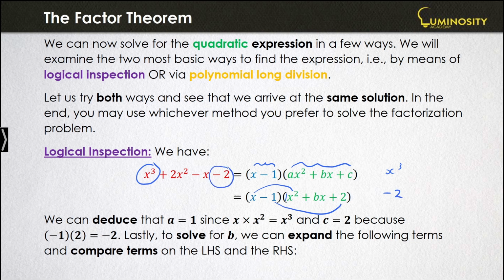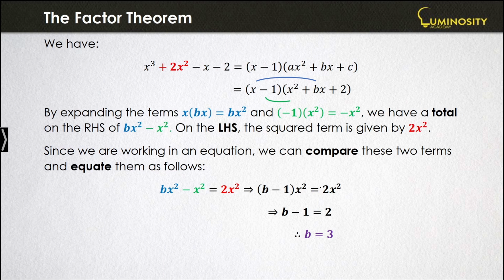All in all, logical inspection allows us to see the coefficient a for the x squared term and the constant term c very quickly. It is only this bx term that we now need to solve for. If we can find b, then we've factorized it. So let's expand the following terms and then compare them on the left and right hand side. What I'm going to do is choose the x squared term.